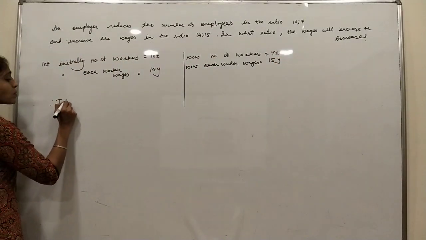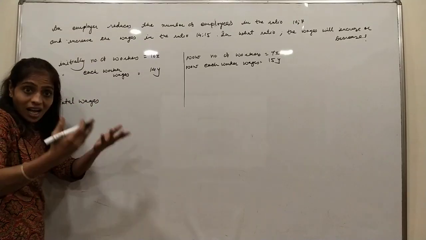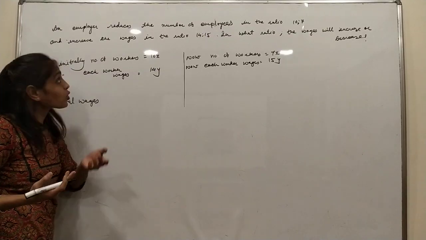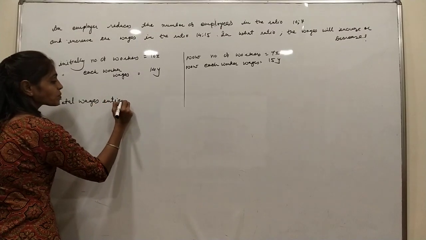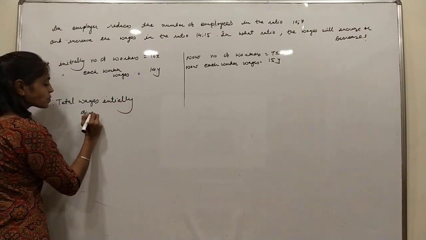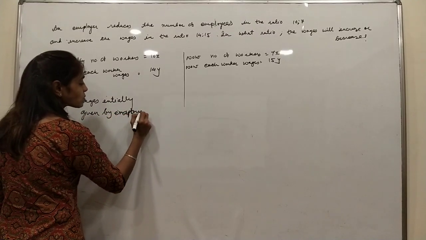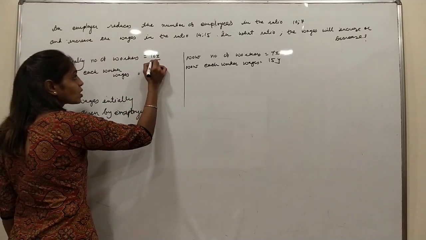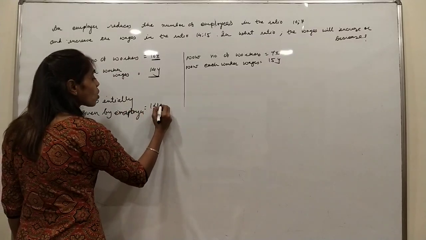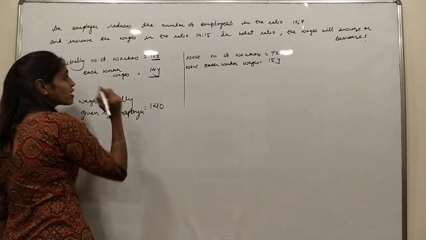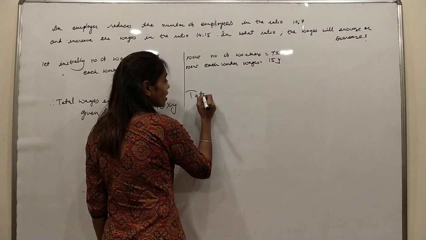So total wages, any total pay the employer has to pay. Any total wages initially given by the employer is equal to the number of workers times salary. The number of workers is 10x and each worker's salary is 14y. So the total salary given by the employer is 140xy.